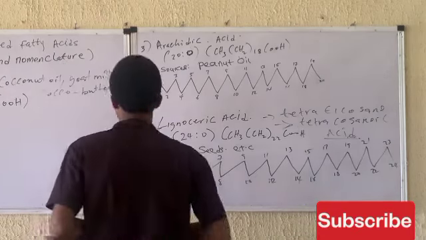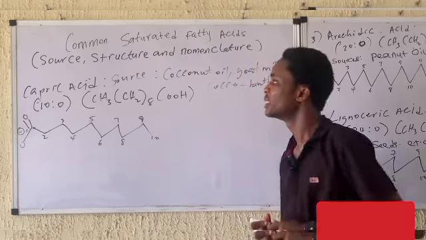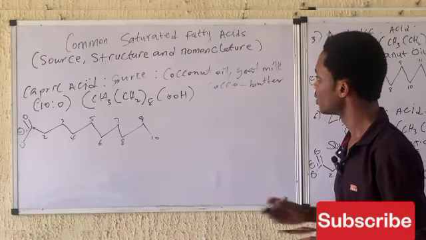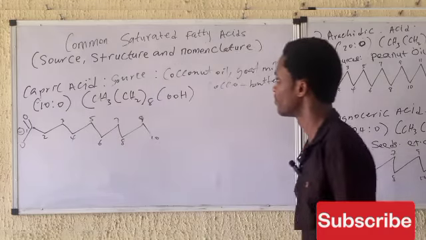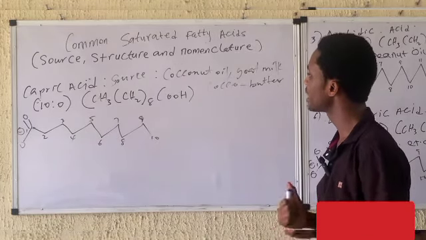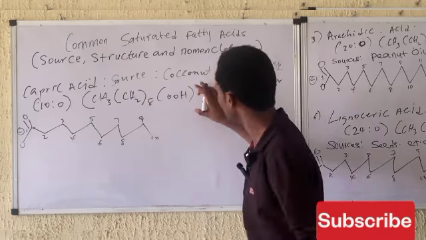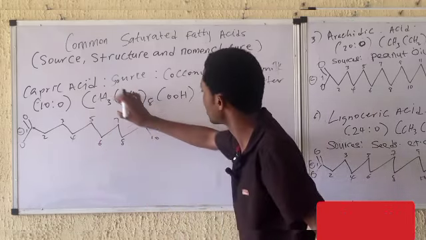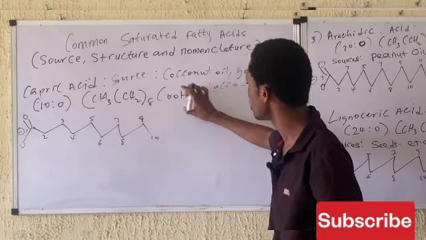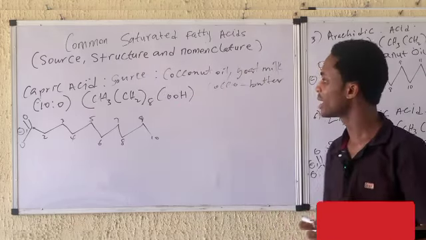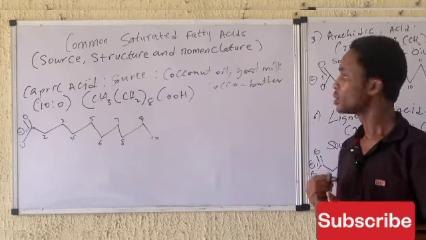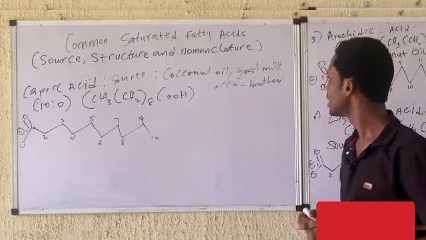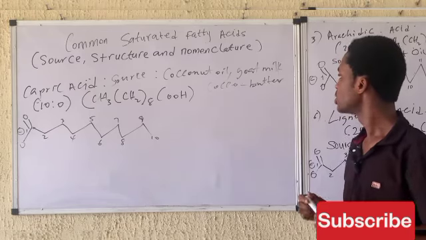Now we move to capric acid. Capric acid contains 10 carbon atoms, which can also be represented in this condensed pattern, CH3, CH2, COOH. Sources of capric acid: it can be gotten from coconut oil, from milk, goat milk, and cocoa butter.